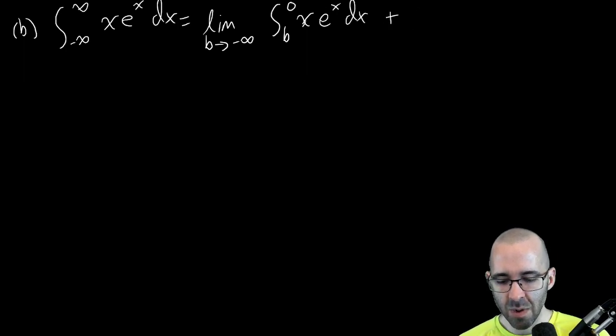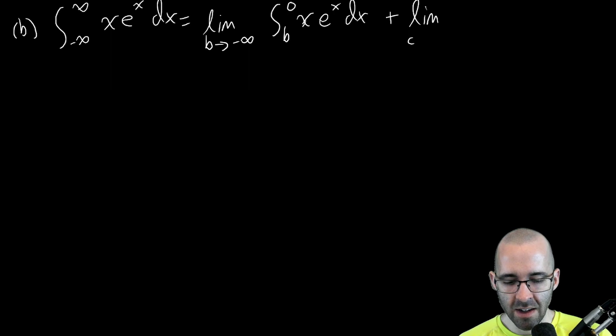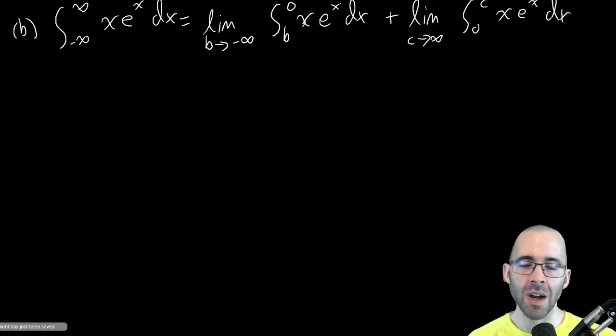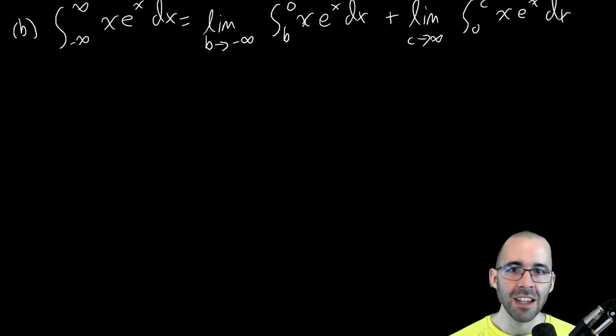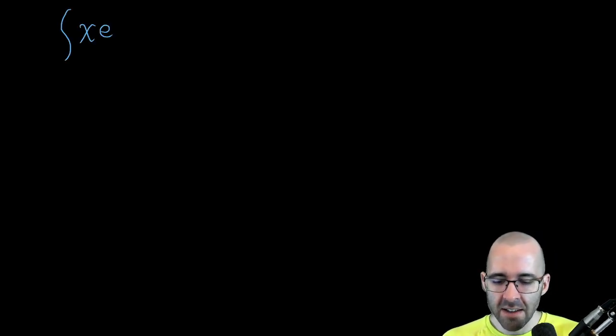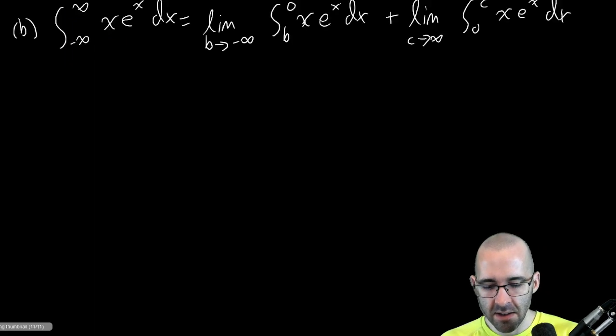Plus integral with a limit in front of it. As c goes to positive infinity from 0 to c of x e to the x dx. And now we need the antiderivative. Well, it's usually helpful to go off to the side to find this antiderivative. That way you don't have to write the limits 50 times. Nobody likes doing that. What is the antiderivative of x e to the x dx?